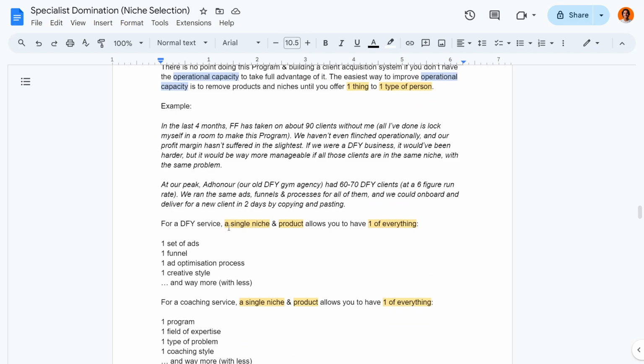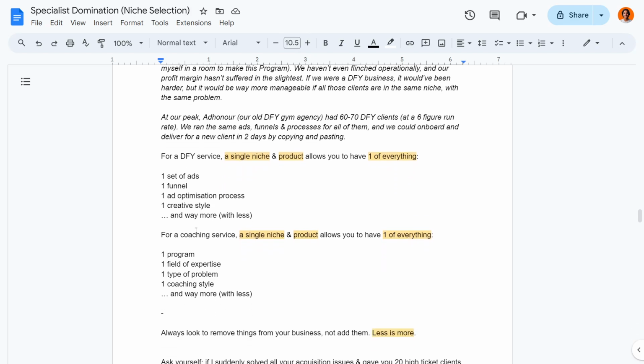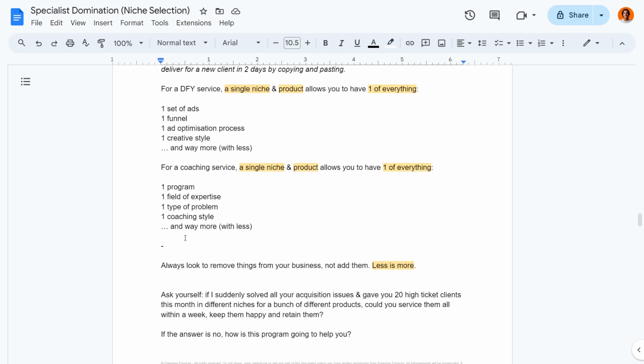one set of ads, one funnel, one ad optimization process, one creativity style, things like that, right? Same for a coaching service: one niche and one product allows you to have one program, one field of expertise, one type of problem, one coaching style, and things like that. Always look to remove things from your business, not to add them. Less here is always more.